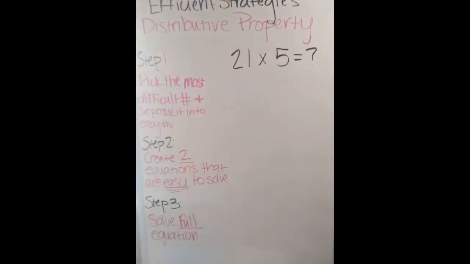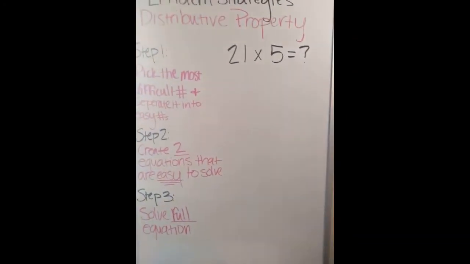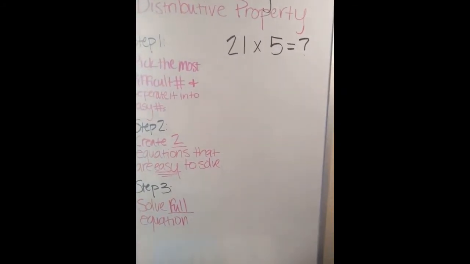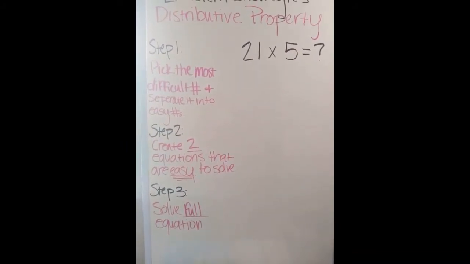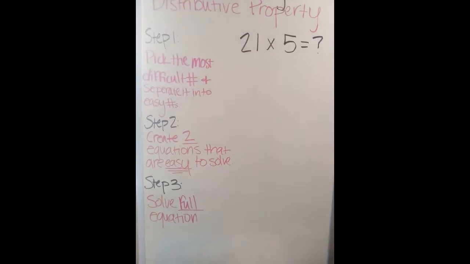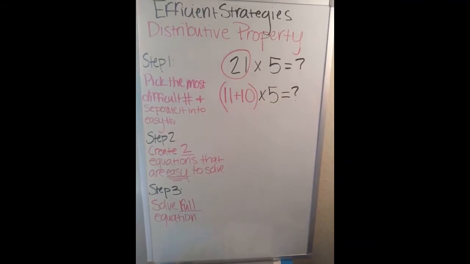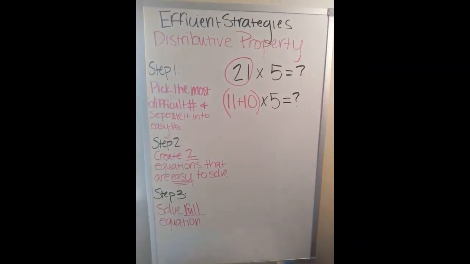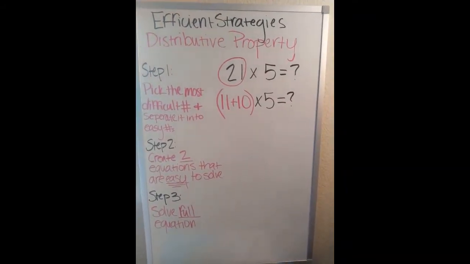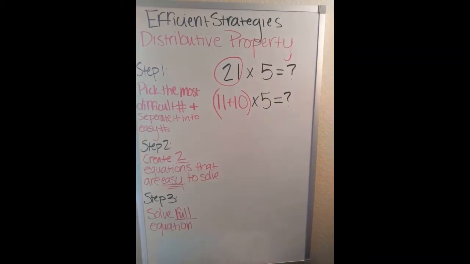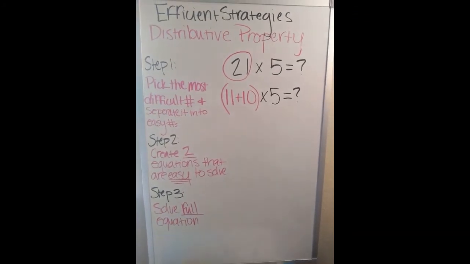So let's try another one. We have 21 times 5 here. Now, we can count our 5s up to 21. But yikes, that's not fast. So let's go ahead and try to figure out what our most difficult number is. And how should we separate the difficult number into easy numbers? I chose 21 to be my most difficult number because I know my 5s pretty good, but I don't really know 21 factors the best. So I separated 21 into 11 plus 10 because 11 plus 10 does equal 21, and 11 and 10 are super easy numbers to multiply.